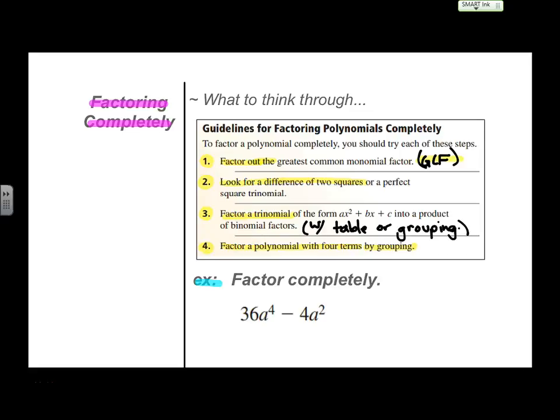Yeah, number 3, factor a trinomial with the table or the grouping that we saw just yesterday or today. Number 4, though, if there are 4 terms, let's just try pairing up, let's just try grouping. No table. No table.